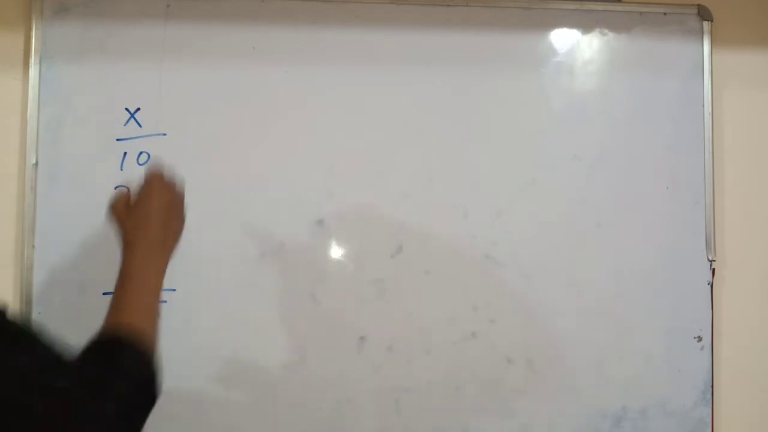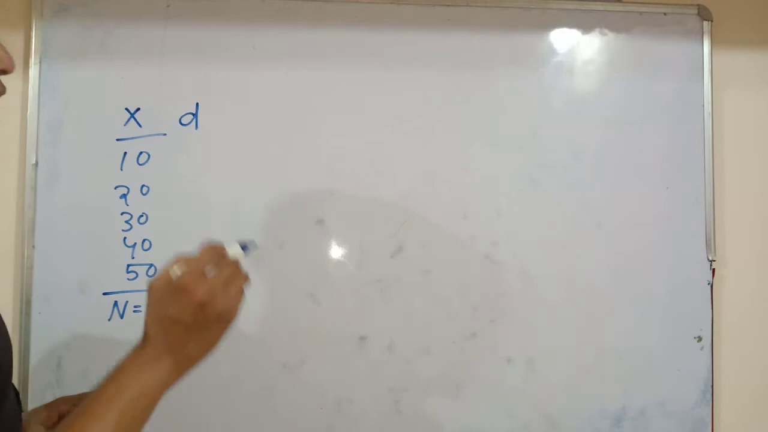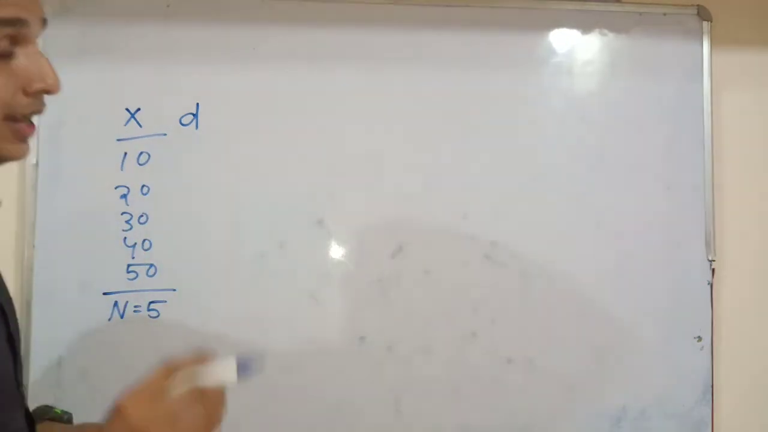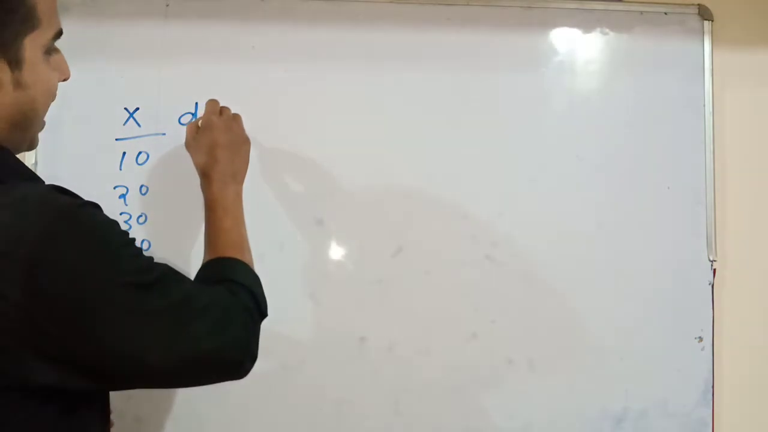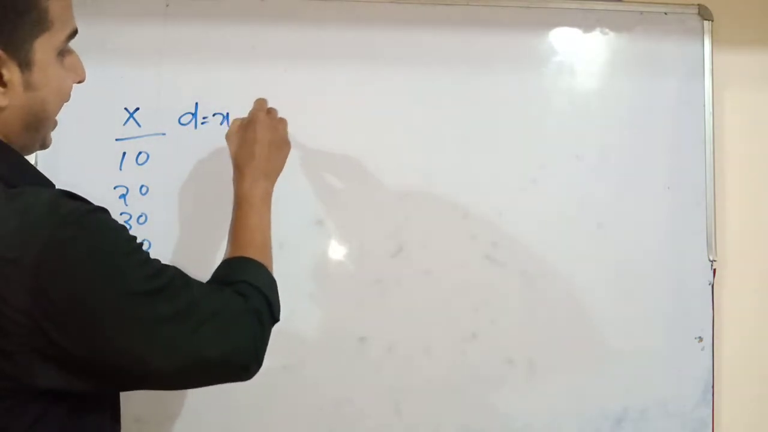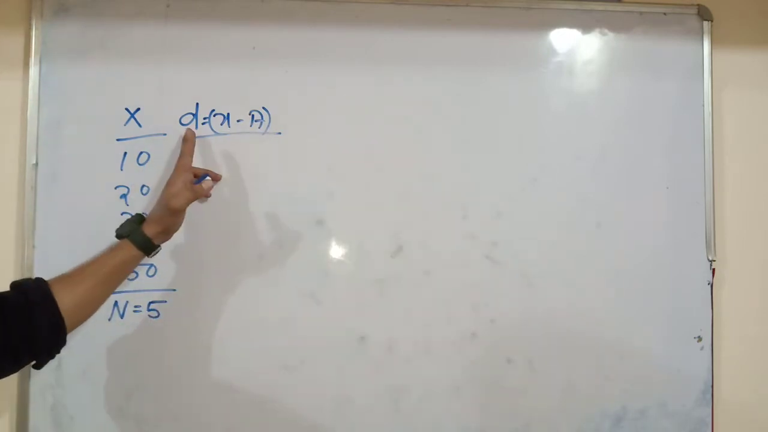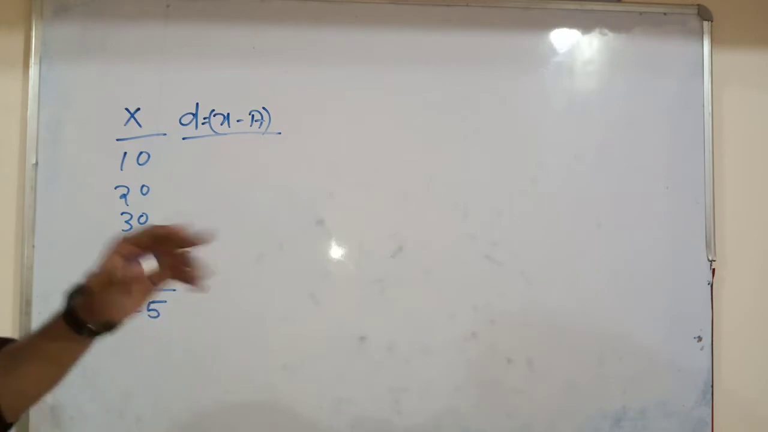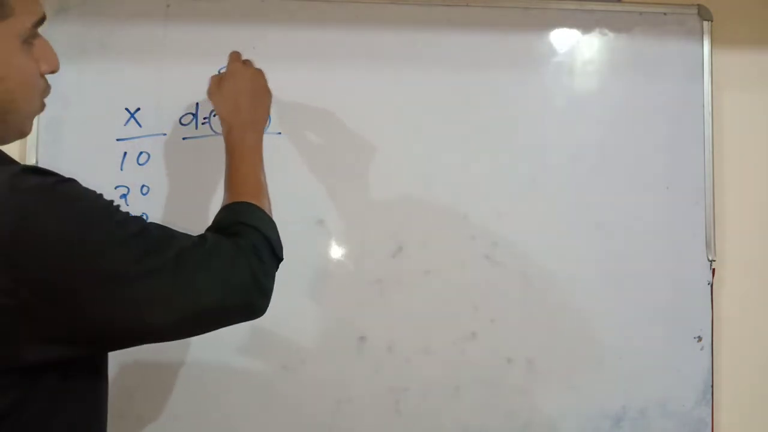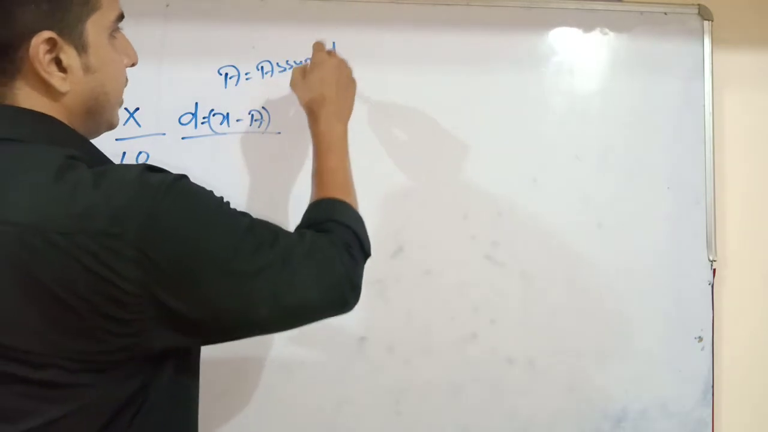So the first thing we have to find out is the value of D. And how can it be calculated? It can be calculated by deducting the value of A from X. So what is A? A is equal to the assumed mean.